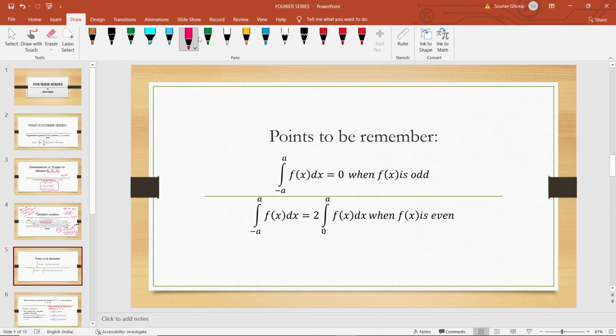If the function f of x is odd, then we know that the integral from minus a to a of f of x dx is equal to 0. We say a function f of x is odd when f of minus x is equal to minus f of x. And when f of x is even, this relation holds: the integration over minus a to a of f of x dx is equal to 2 times the integration over 0 to a of f of x dx.